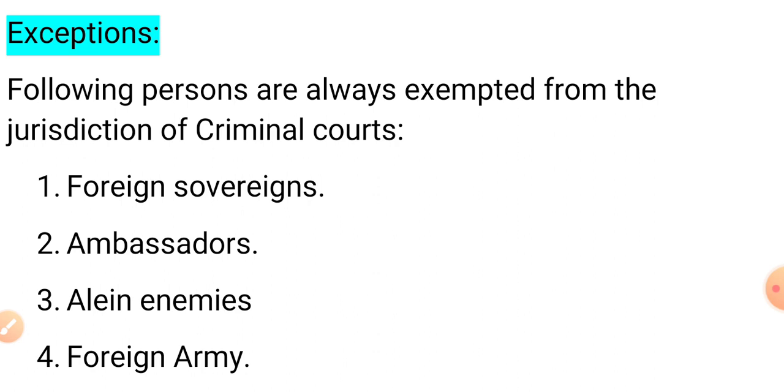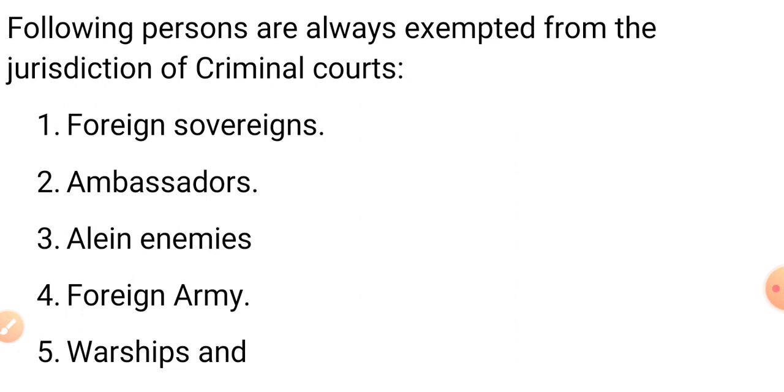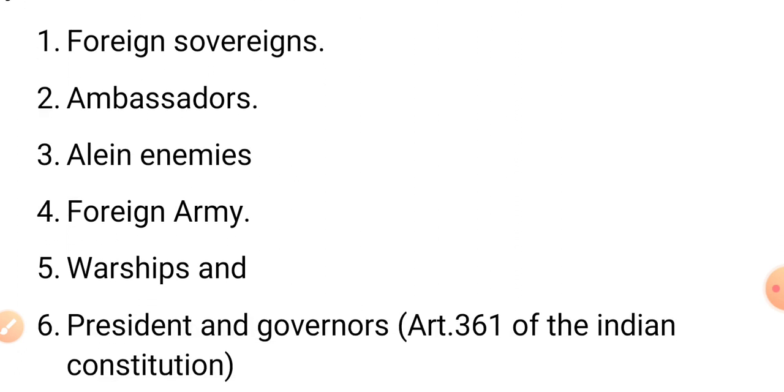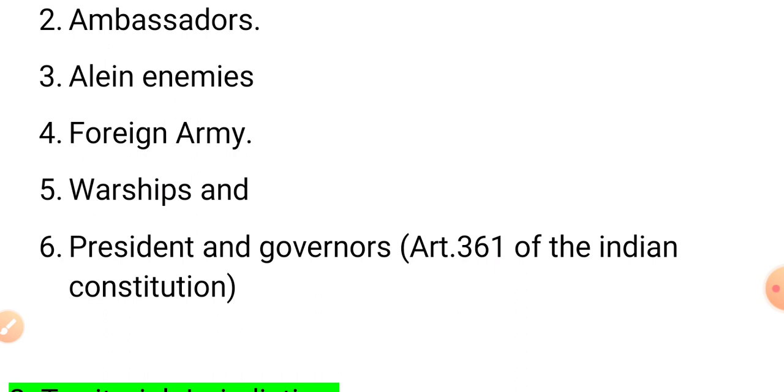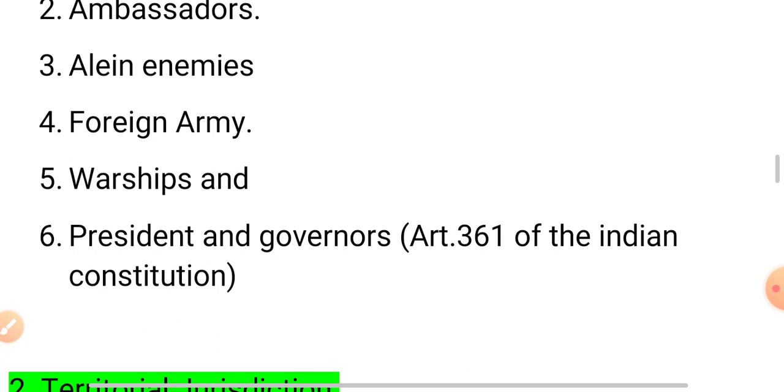The exceptions are that there are some persons who are always exempted from the jurisdiction of criminal courts, and these persons are foreign sovereigns, ambassadors, alien enemies, foreign army, warships, and presidents and governors. Why are these persons exempted from the jurisdiction of criminal courts? Because these persons enjoy certain rights and privileges conferred on them by the government, so they can't be held liable, they can't be punished, they are exempted from the jurisdiction of criminal courts.